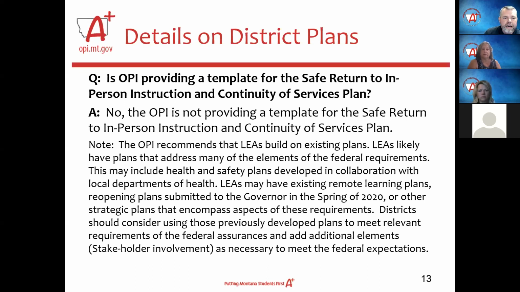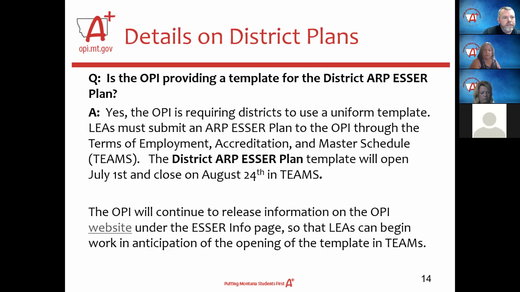So this includes health and safety plans developed in collaboration with local departments of health. You may, as I said, have existing remote learning plans and reopening plans submitted to the governor, or other strategic plans that encompass aspects of these requirements. Districts should consider using those previously developed plans to meet relevant requirements of the federal assurances and add additional elements such as stakeholder involvement as necessary to meet the federal expectations. So we're not providing a plan because we really believe you can build on the good work that you've already done.